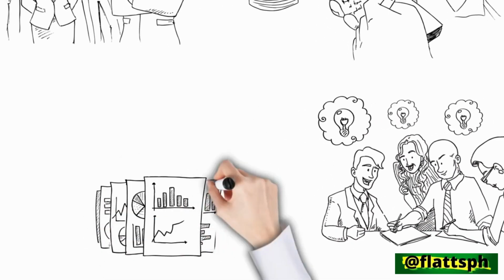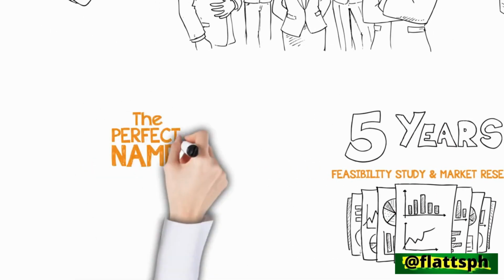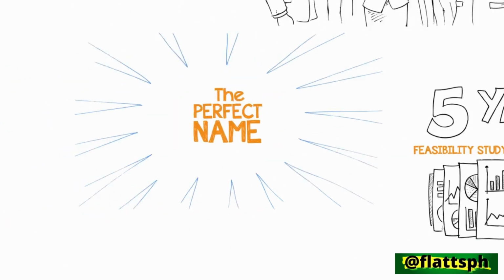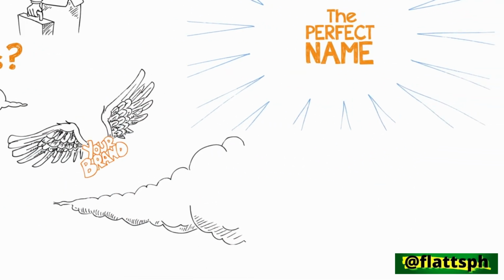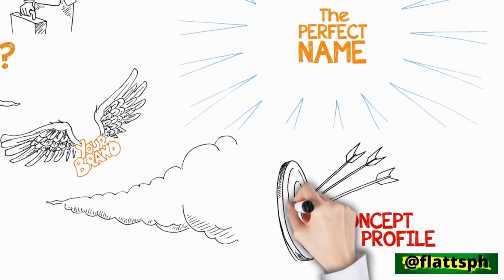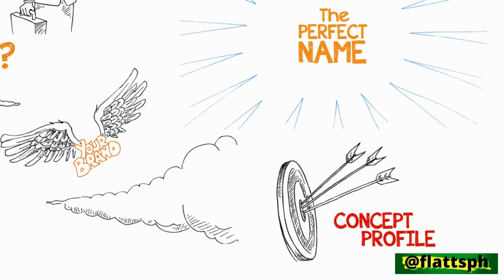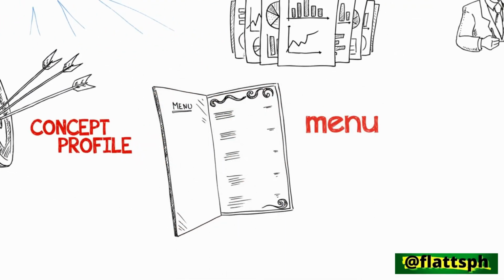Step 4. 5 years feasibility study and market research. The perfect name for your new restaurant. A choice of the most creative, head-turning branding material. A concept profile that immediately appeals to your target customers, as well as landlords with prime locations. Menu ideas that will have your customers come back for more.